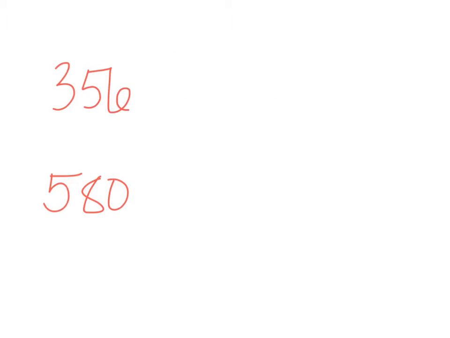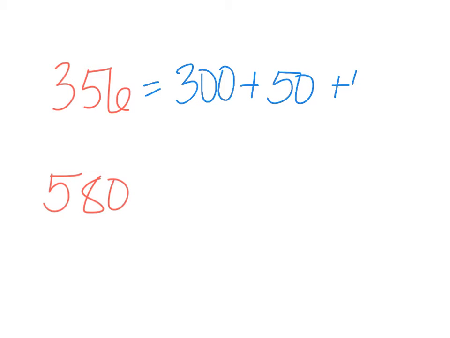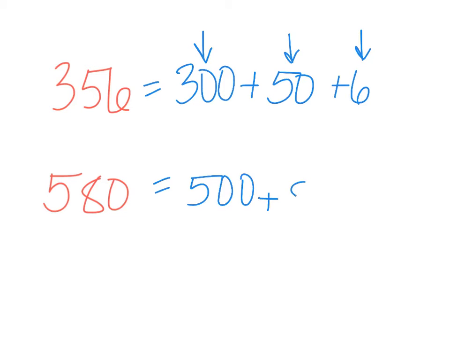Okay, how about 356? Well, one way that I could break this apart is by going 300 plus 50 plus 6. And I'm breaking this apart into its place values. So this is my hundreds, my tens, and my ones. 580 is 500 plus 80. And I do not need to put a 0 in the ones place, but we know that that's there.